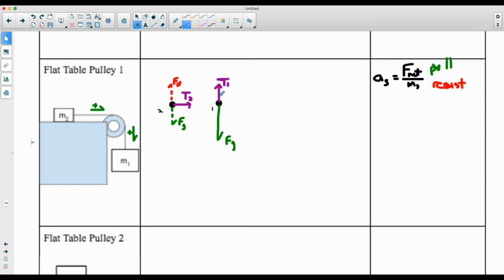T1 and T2 are going to cancel. All right, let's see what happens here. The acceleration of this system. Well, what is the net force pulling here? T1 and T2 cancel. And the only thing left that's pulling this object in the direction of the rope is actually FG from block 1. So we got FG1 divided by the mass of the system, which is just M1 plus M2.